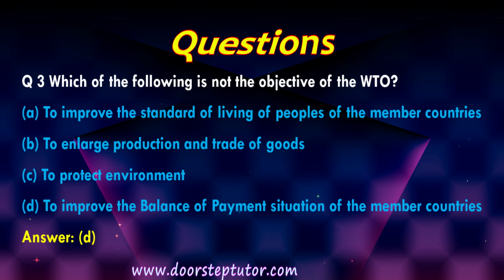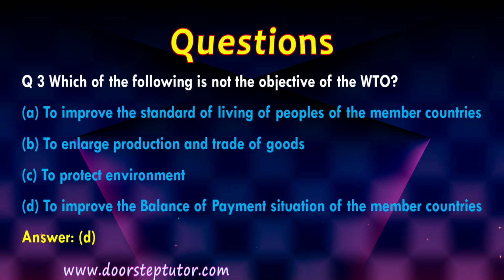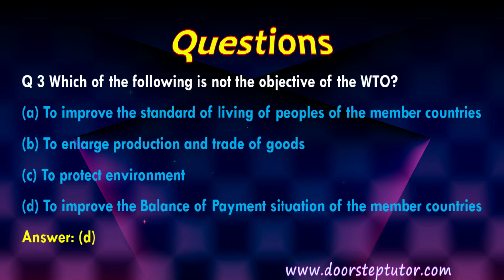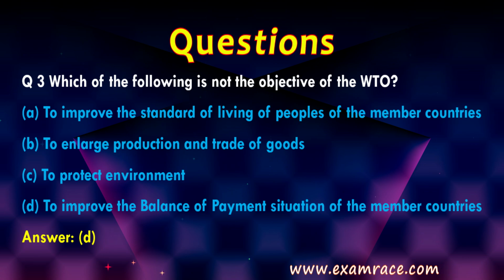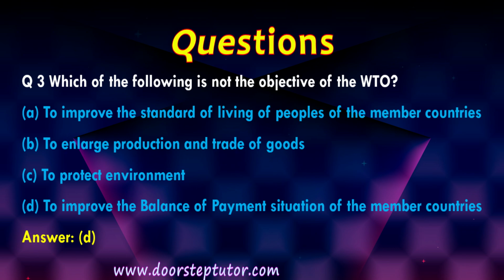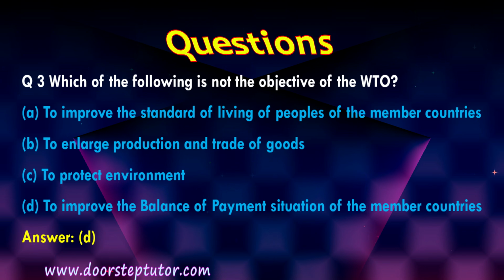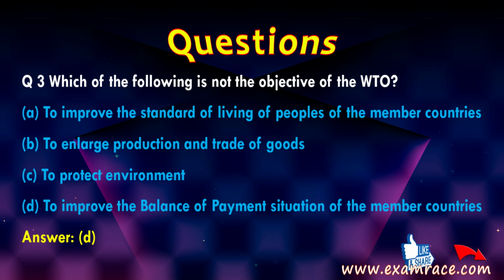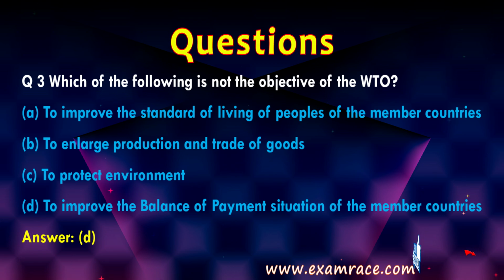The fourth option is to improve the balance of payment situation of member countries. This is wrong because this is the function and the objective of the International Monetary Fund, because you have to remember that WTO deals with trade in goods, services and the intellectual property.